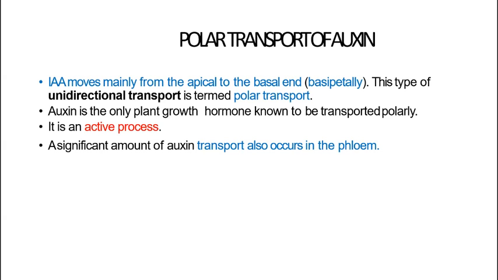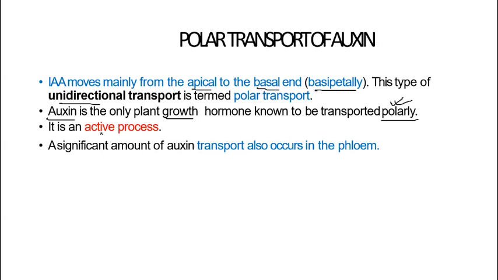So IAA, which is auxin, moves from the apical to the basal end, known as basipetal transport. Now they transport only from the top to the base. That is why it is a unidirectional transport. Now when auxin is transported, what is the role of the auxin? They help in plant growth. And this is the only hormone which is transported polarly. Rest of the hormones can be transported laterally also.